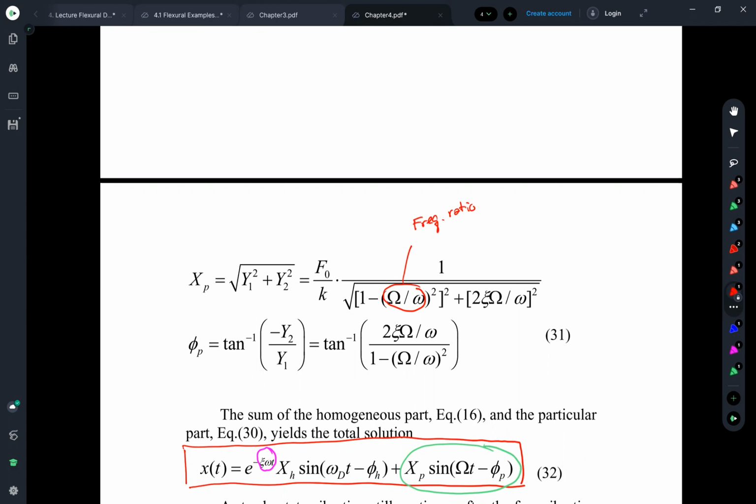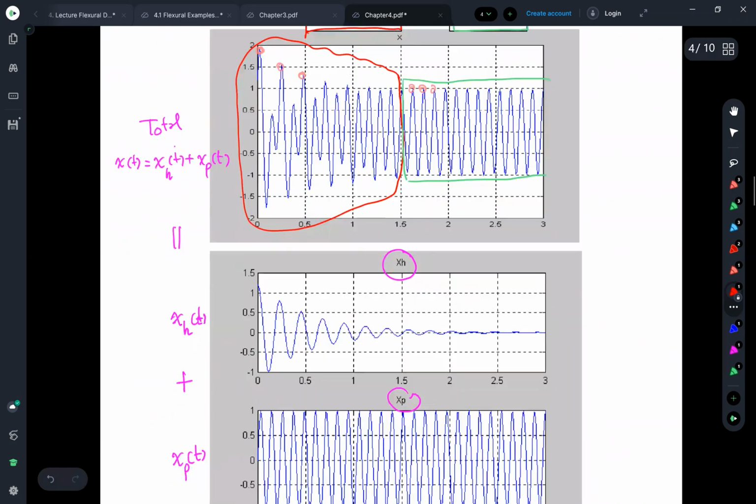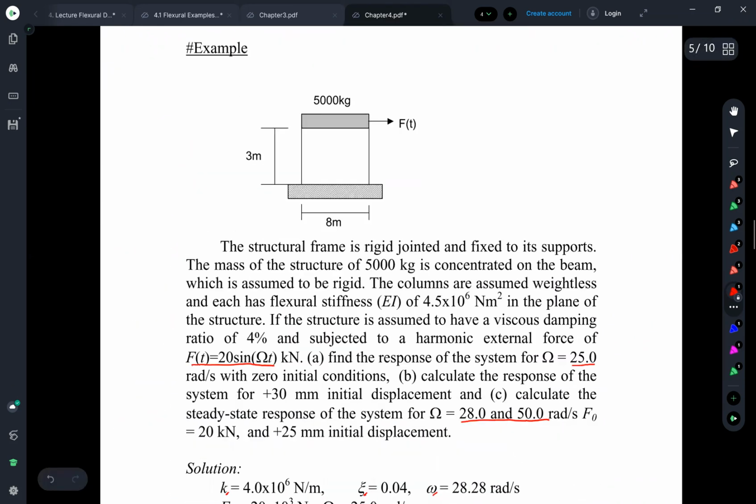I know the F0, I know the K, I know the big omega, I know small omega, I know psi. So every parameter is known to you now. You can compute the constants big XP and VP. And I think if the computation is correct, it could be something like this, right?